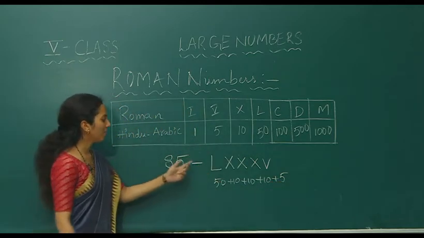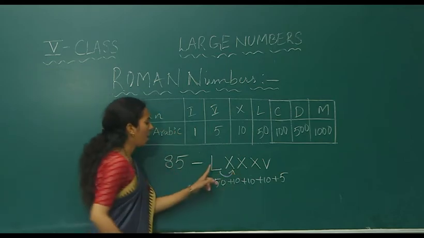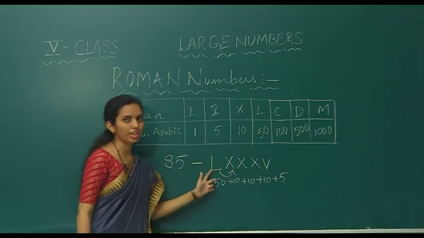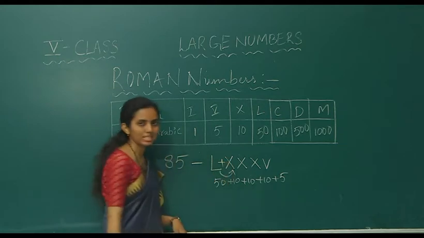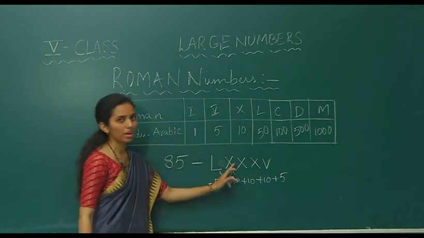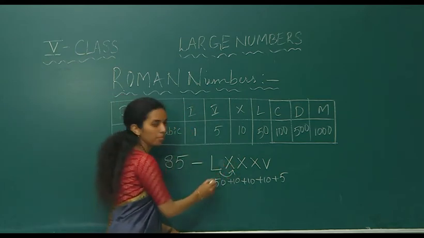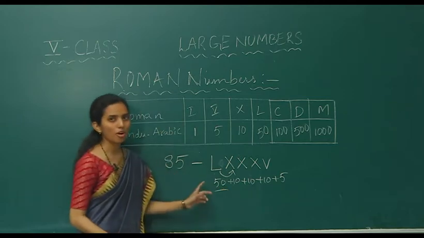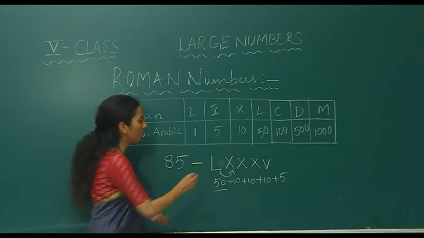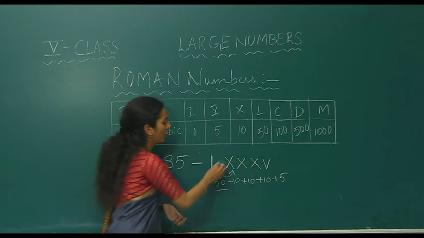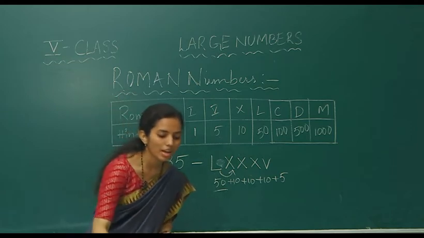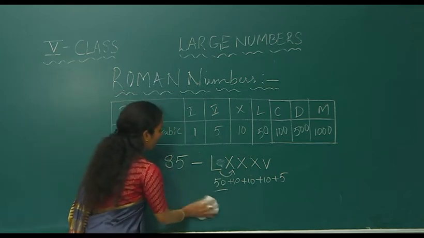Whenever we write a number after another number, that means we are adding the number. L is 50 and X is 10. Even though we don't use a plus symbol here, the rule is that if we write a symbol after the bigger symbol, L is bigger here, yes or no? 50 is the value of L, and after L we have written X. That means it directly conveys that we have to add this number, even though we don't use a plus symbol. This is one rule in Roman numbers.